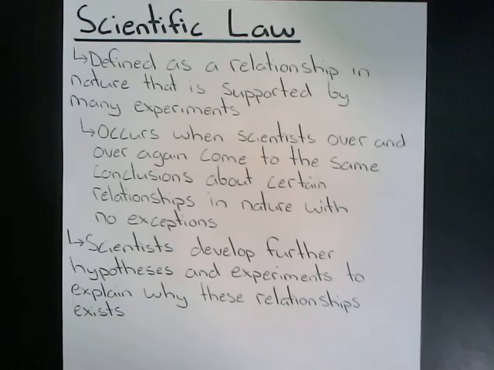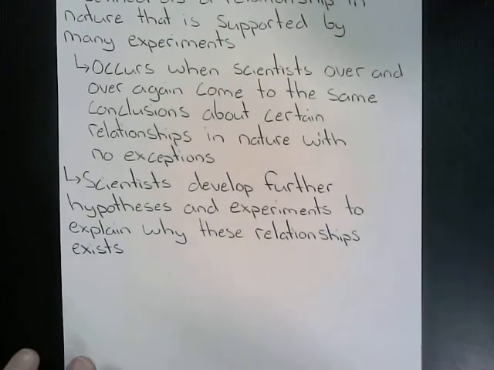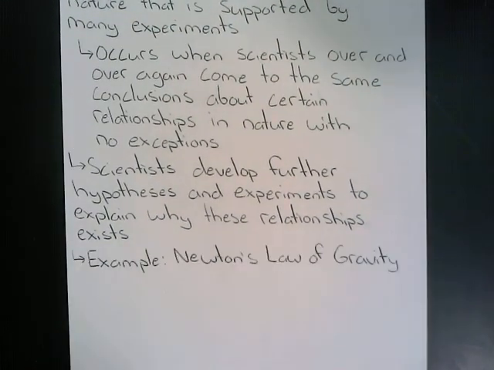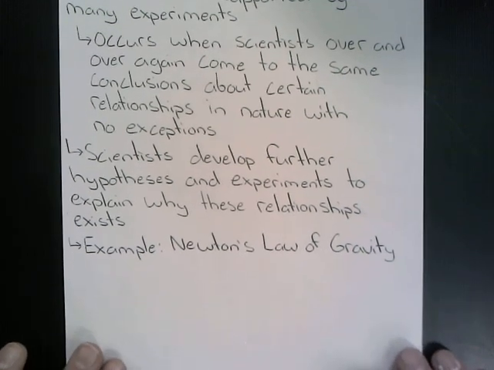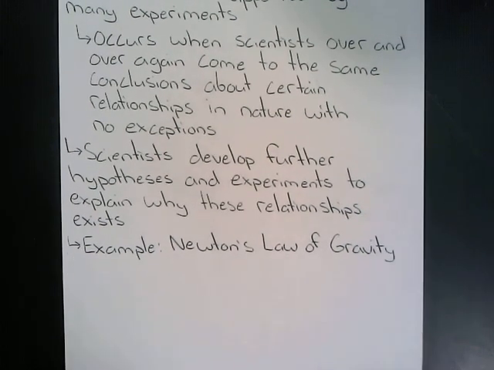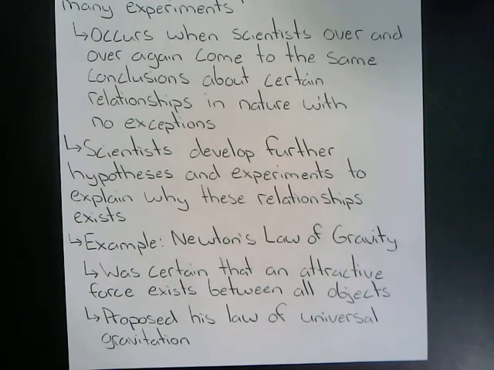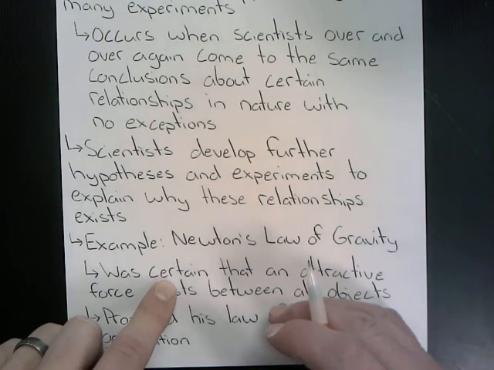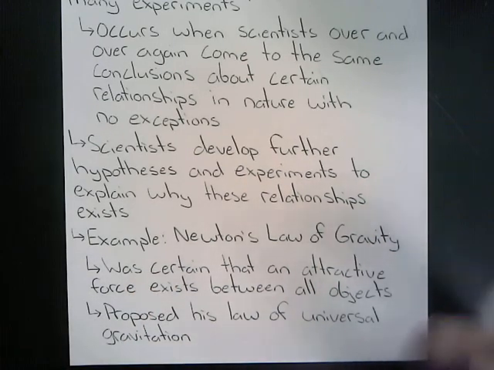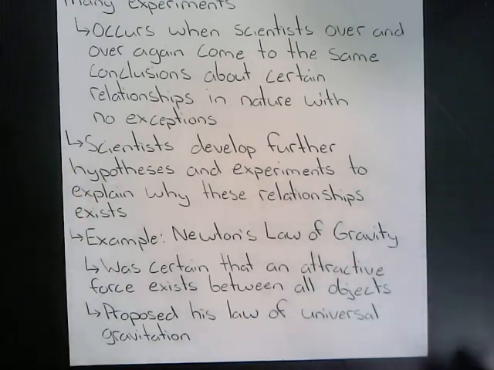Now, a good example of a scientific law is Newton's law of gravity. Now, Newton was certain that an attractive force existed between all objects. And because he was certain about that, he proposed his law of universal gravitation. Again, the reason that Newton could propose this law of gravity is this key word here. He was certain. Because he was certain, meaning time and time again he got the same results no matter what happened, that's why he could propose this law of universal gravitation.